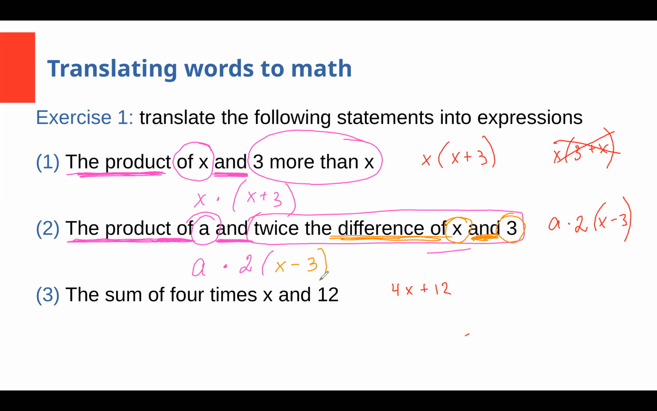For the sum, it's very similar. I will also be looking for the split. The sum of, once again, the sum has two participants, two members. So I'm looking for the word "and." This is it, right? So this is the first part and this is the second part. 4 times x would be 4x plus 12, right?